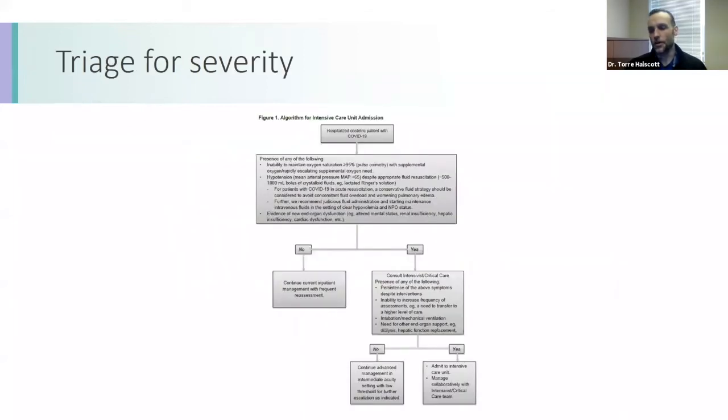This is from our initial SMFM statement, the algorithm. I won't belabor this. I bring this up just to remember it exists, and feel free to utilize it not only for COVID patients, but we tried to write this in such a way that it could be applicable to assessing other potentially critically ill patients as well.